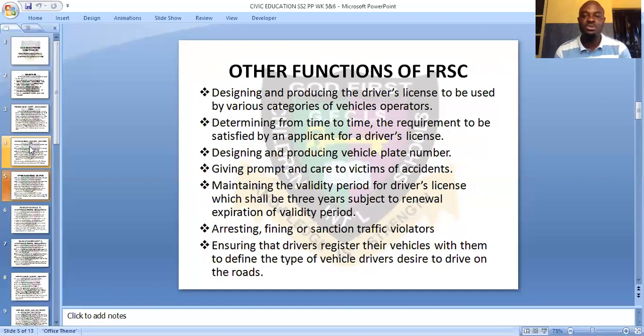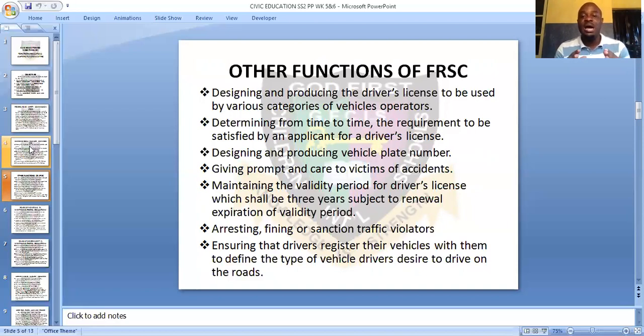Then we also have other functions of FRC. We have designing and producing the driver's license to be used by various categories of vehicle operators. So there's a department in their office whose job is to give out the driver's license, because it's being produced and designed by them. So you apply, and they'll give it to you. Another one is determining from time to time the requirements to be satisfied by an applicant for a driver's license. So they are the ones that determine the requirements for applying for a driver's license.